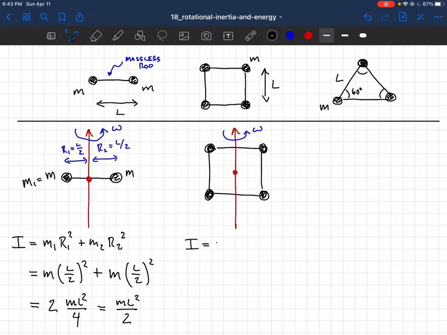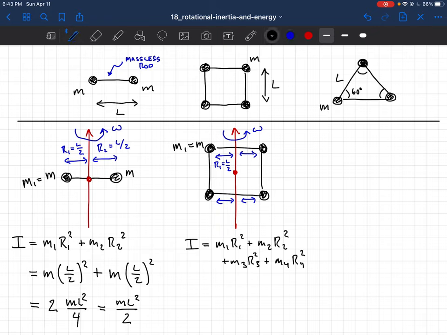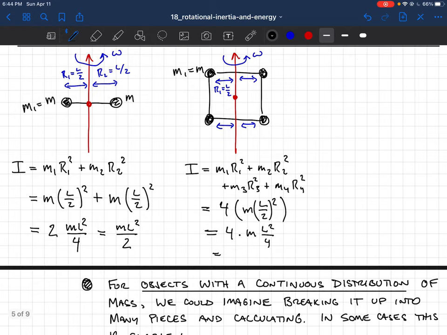So our I, in this case, has 4 masses. So we have m1 r1 squared plus m2 r2 squared plus m3 r3 squared plus m4 r4 squared. But if we look at just one of them, we can see that it's going to be the same for all of them. So m1 is equal to m, and r1 is equal to l over 2. Again, l is the length of the side. And that will be the same for m2, and for m3, and for m4. So in fact, this equation becomes sort of simple. You get for each of those masses the same term. And that term will be m l over 2 squared. So what does that become? Well, it becomes 4 times m times l squared over 4, which is, I guess, just ml squared there.